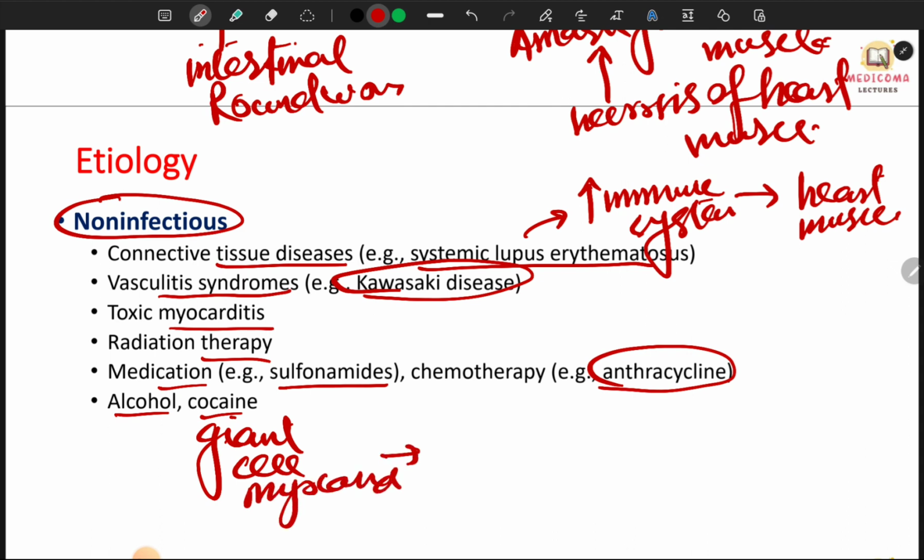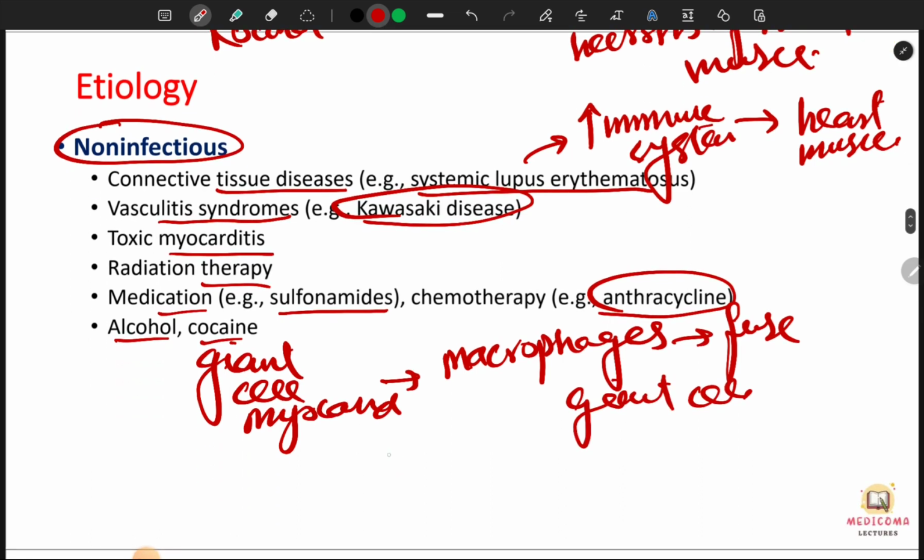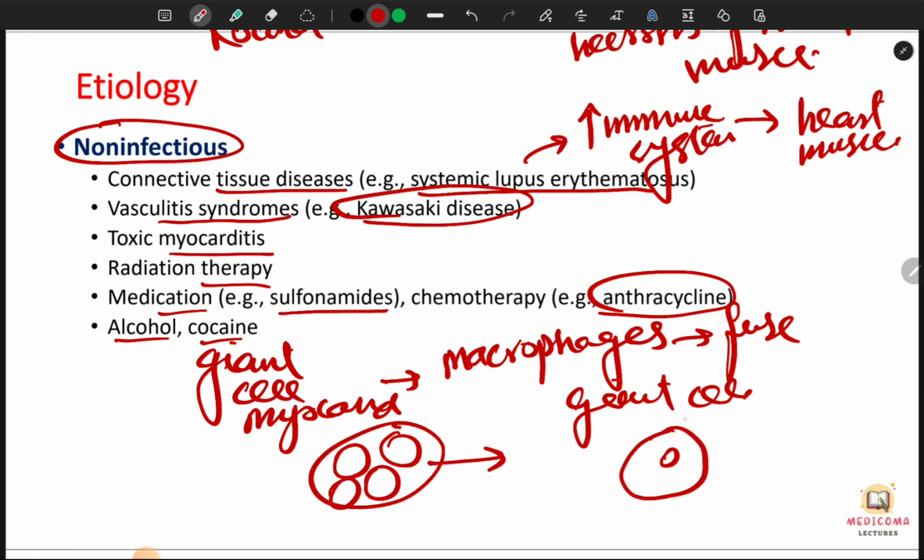There is inflammation of the heart from unknown cause, and in this condition we can see macrophages fuse and form giant cells. Like there are small macrophages, so they fuse, so they form a big cell like this. This is called giant cell myocarditis.